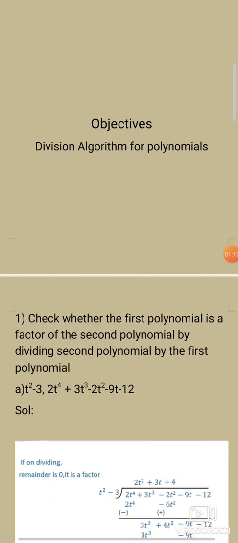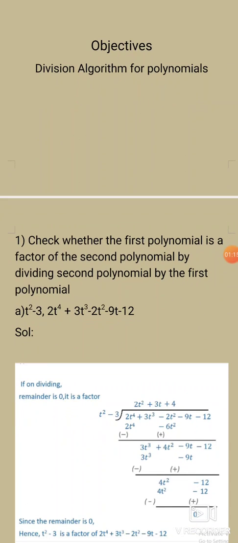Now listen. We need to divide the second polynomial by the first polynomial. Now when we divide, first the dividend is equal to 2t raised to 4 plus 3t cube minus 2t square minus 9t minus 12. Next one, t square minus 3. So the divisor is not in the standard form. So listen carefully, if it is not in the standard form, you can replace it with the standard form. Otherwise, you can write in the correct places of these variables.